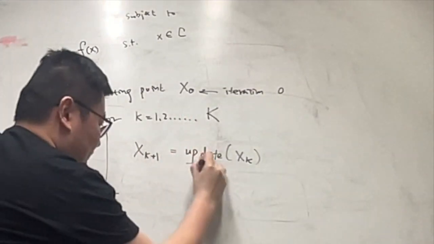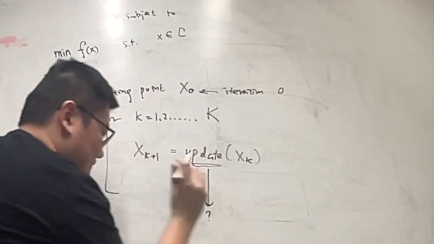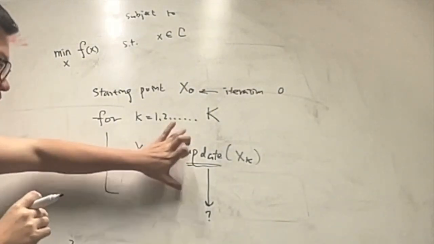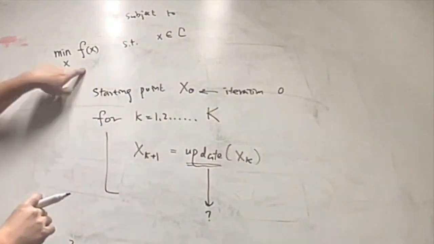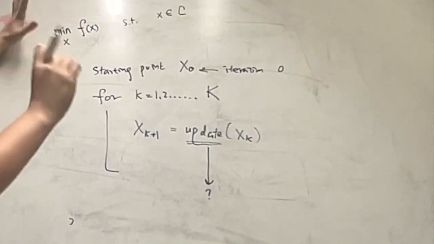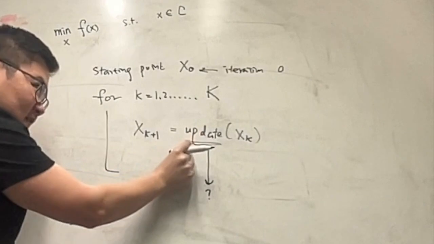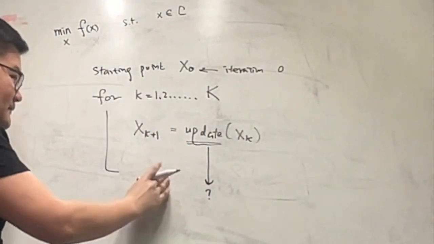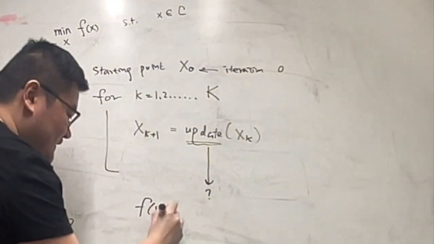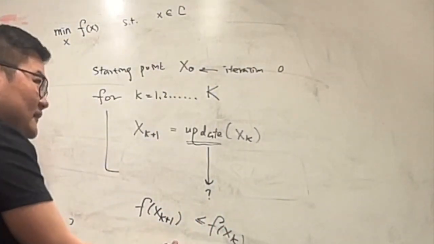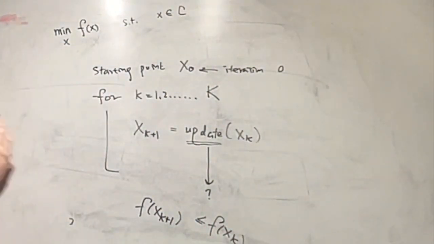Then here's the question. What is this thing? This update is a function. You need to design this update such that this is true. That's the idea. So basically, how to solve an optimization problem? You design a thing called update. It can be anything, as long as f(x_{k+1}) is smaller than f(x_k). If this is true, done. Why? Here's a simple explanation. Okay, I'm not trying to make this too mathematical, so something may be imprecise, but I just let you know.